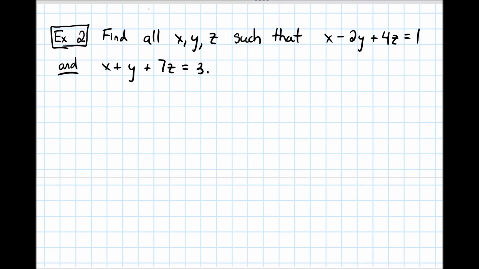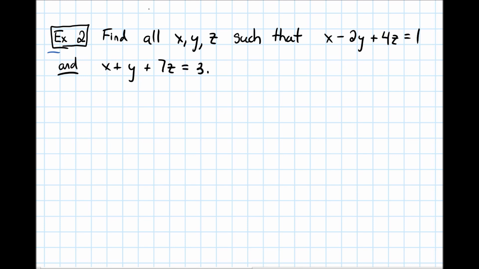So let's look at one more example in this video. So this is example 2. I'm going to up the difficulty a little bit this time. This time there's 3 variables. I want to find all x, y, and z such that x minus 2y plus 4z equals 1 and x plus y plus 7z equals 3. So I want to find all values of x, y, and z that satisfy these 2 equations. In other words, I want to find the intersection of the graphs of whatever these 2 things are.